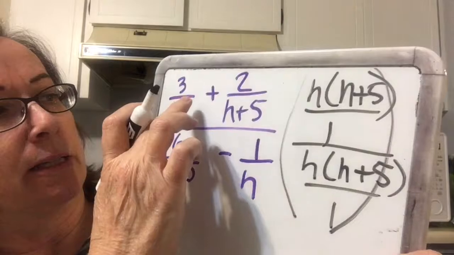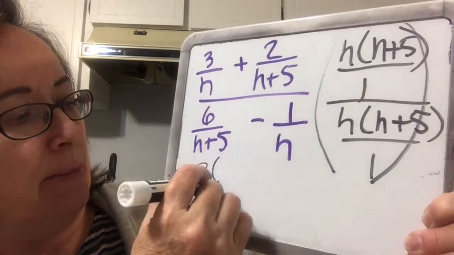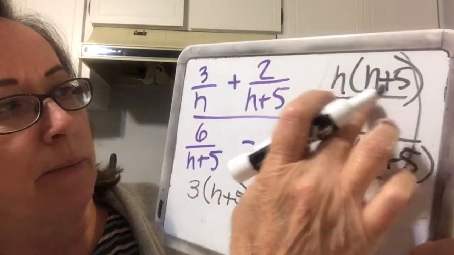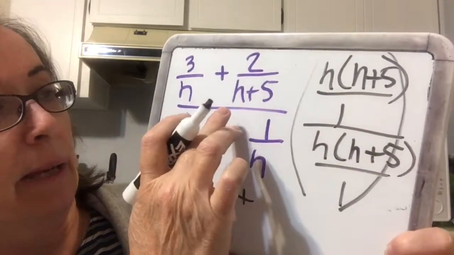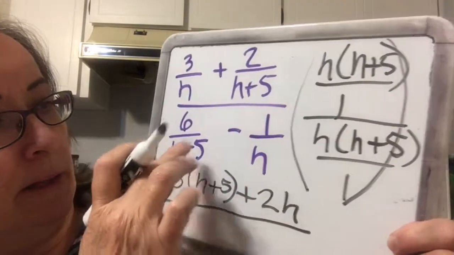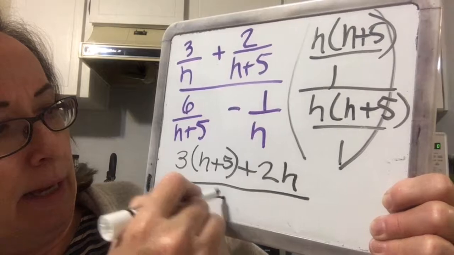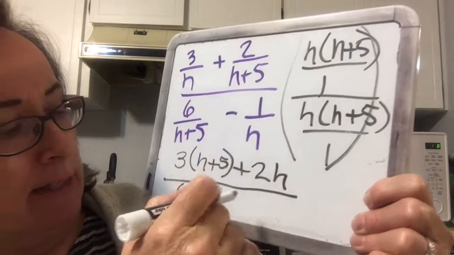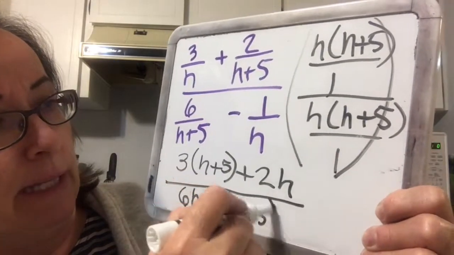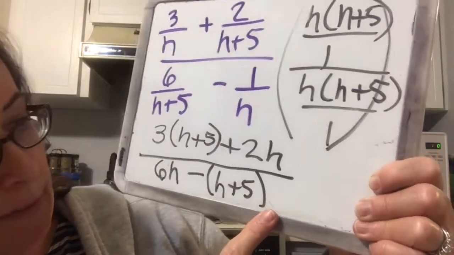And now when I distribute the 3h over here, the h's will cancel, and I'll be left with 3 times h plus 5. And then plus, this one distributes, the h plus 5 will cancel, and I'll be left with a 2h. And in the denominator, the h plus 5 will cancel, and I'll be left with a 6h. And then in the second one, the h's will cancel, and I'll be left with an h plus 5.